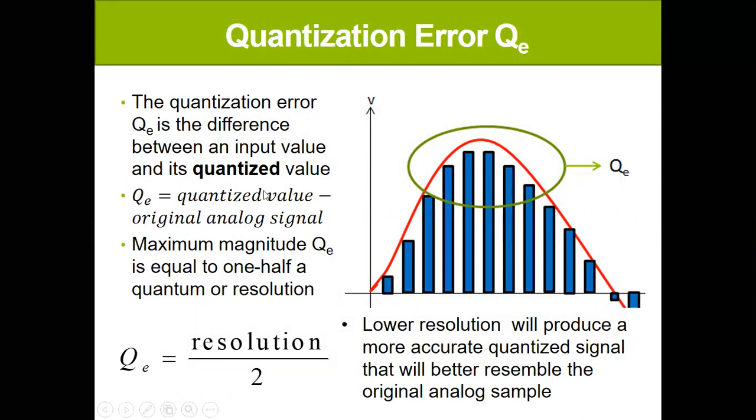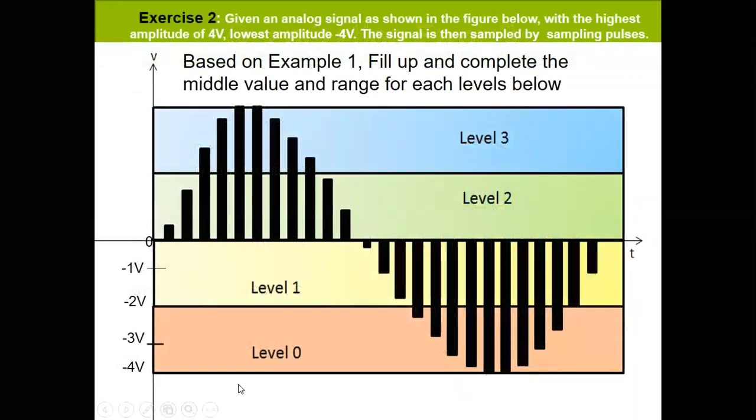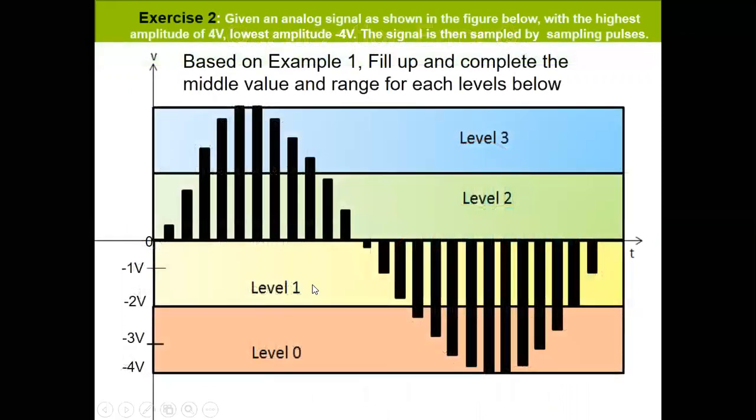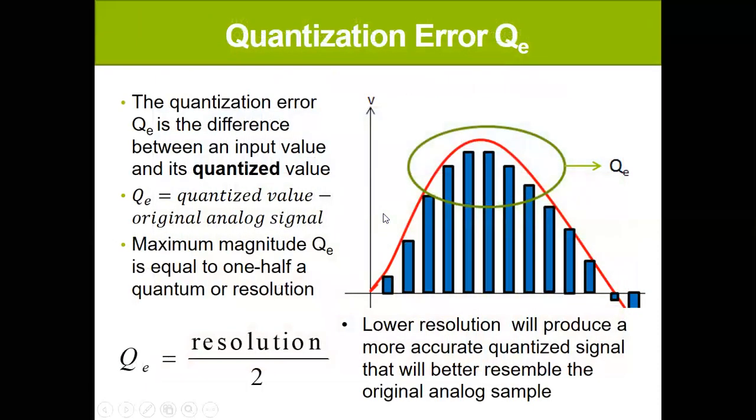Usually the maximum quantization error QE equals the resolution divided by 2. What is the resolution? Resolution means the quantization interval delta V. Here it is 2 volt. So 2 divided by 2 means 1 volt. This is the maximum, because the error cannot be more than 1. We can see from the figure.